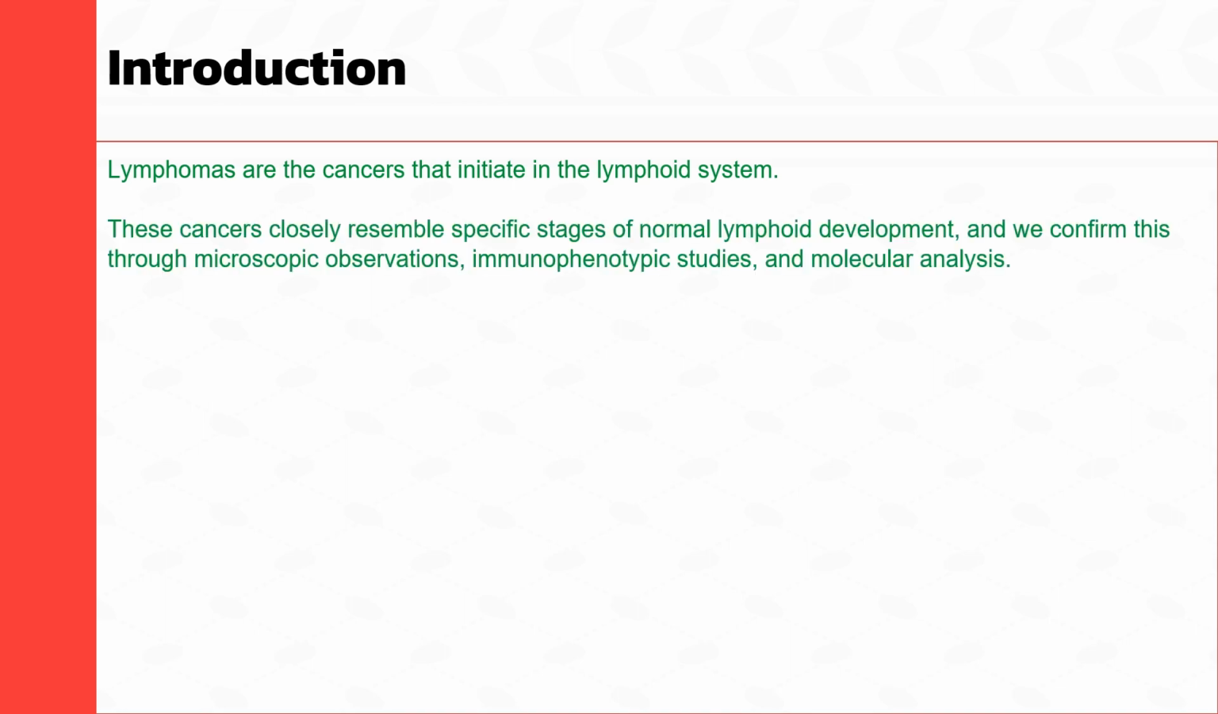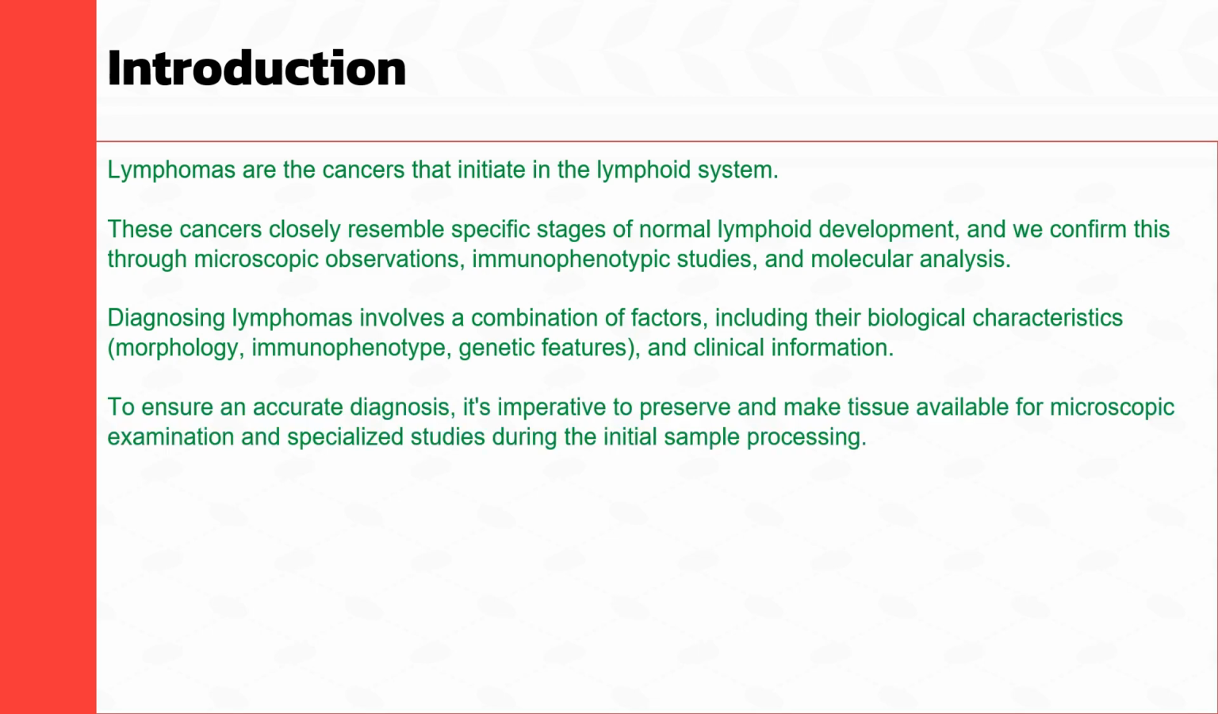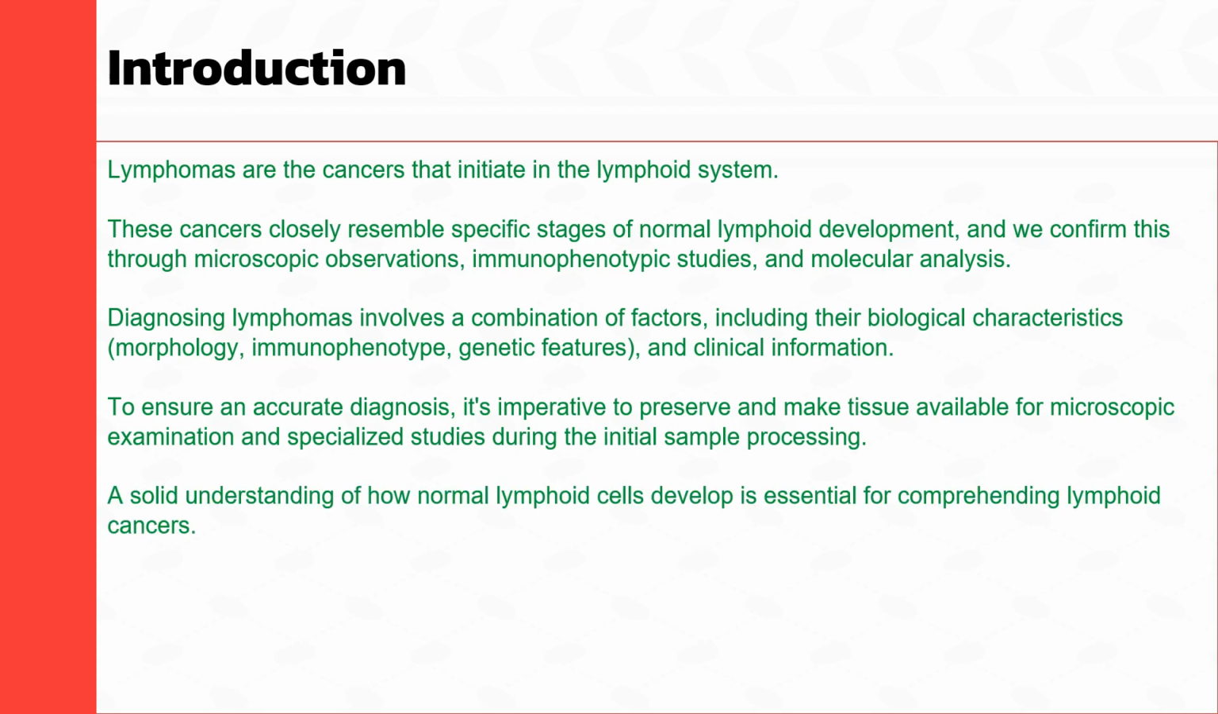These cancers closely resemble specific stages of normal lymphoid development, and we confirm this through microscopic observations, immunophenotypic studies, and molecular analysis. Diagnosing lymphomas involves a combination of factors, including their biological characteristics, morphology, immunophenotype, genetic features, and clinical information. To ensure an accurate diagnosis, it's imperative to preserve and make tissue available for microscopic examination and specialized studies during the initial sample processing. A solid understanding of how normal lymphoid cells develop is essential for comprehending lymphoid cancers.